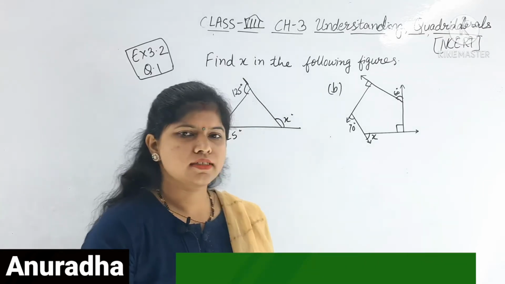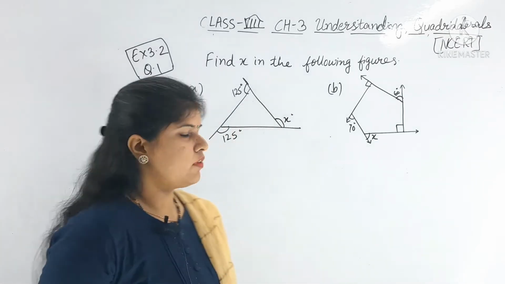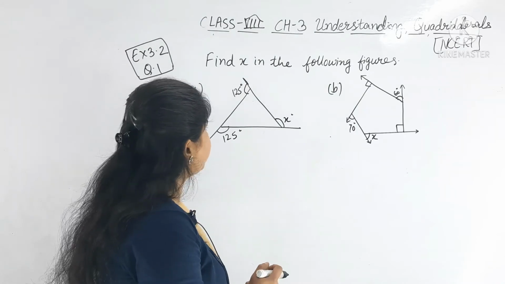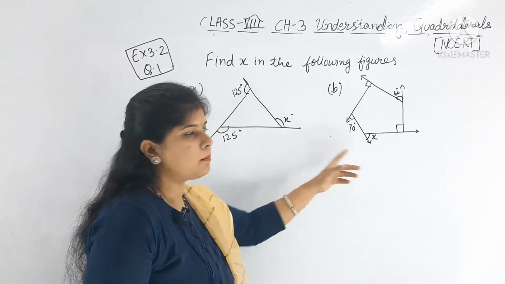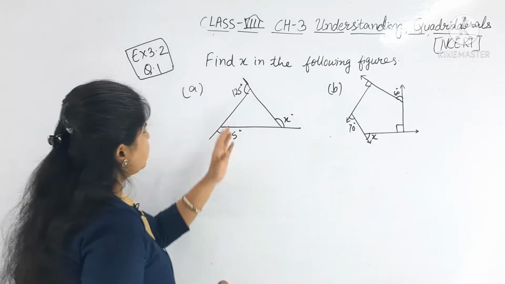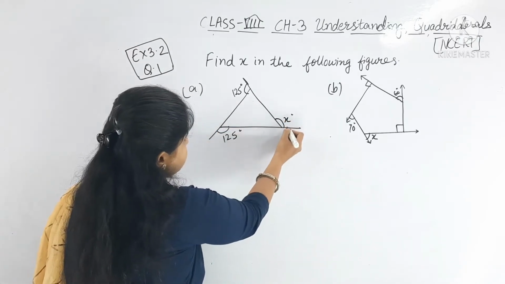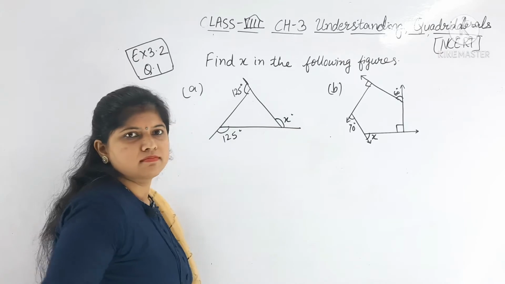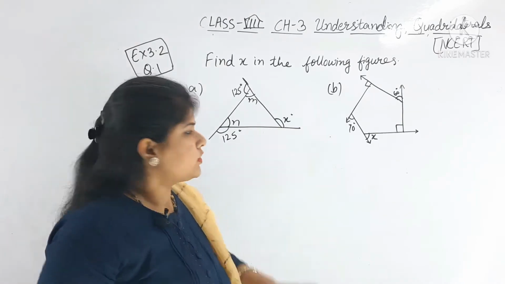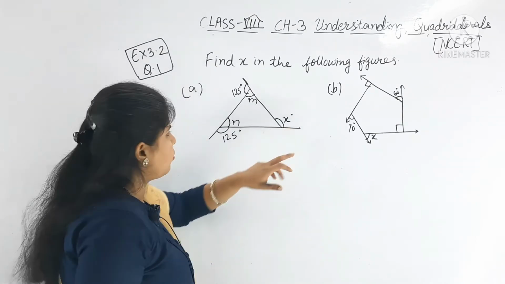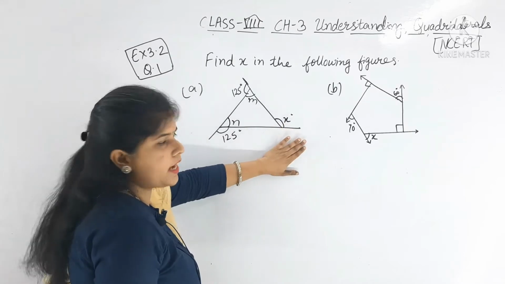Now let's come to exercise 3.2. Here we have to find x in both the problems. It is given some figure, so we have to find this x. Okay students, we have to find this x. This x is an exterior angle.